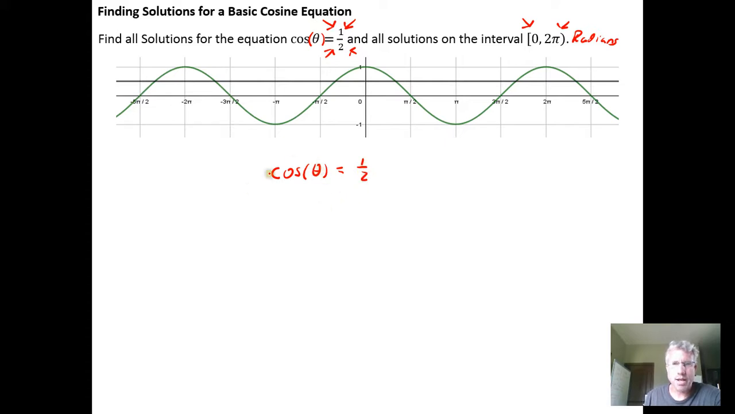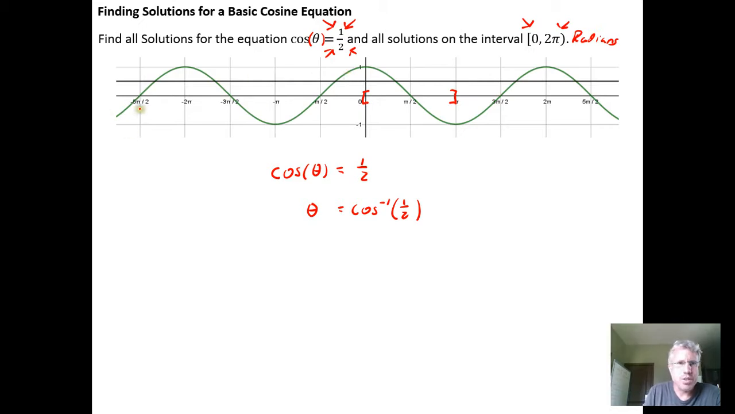To dig the theta out of here, we take the cosine inverse of both sides. So theta equals the cosine inverse of 1/2. If you plug this into a calculator, this is only going to give you an angle between 0 and pi radians. It's going to give you an angle, the principal solution.